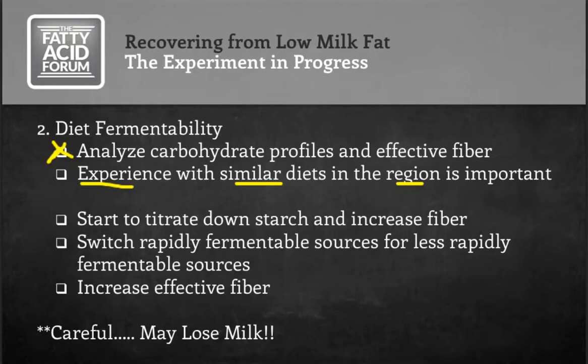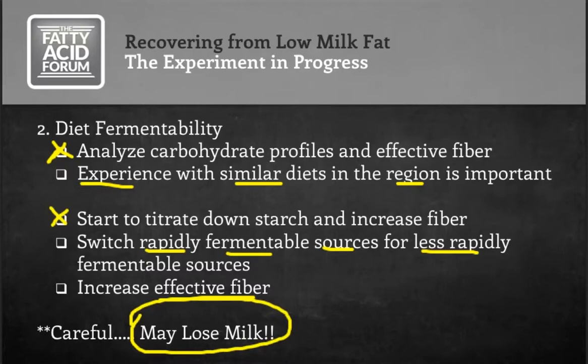What I do recommend is to start to titrate down starch and increase fiber, switch more rapidly fermentable sources for less rapidly fermentable sources, and increase effective fiber. But be careful, because you may lose milk yield when you start reducing the fermentability of your diet.